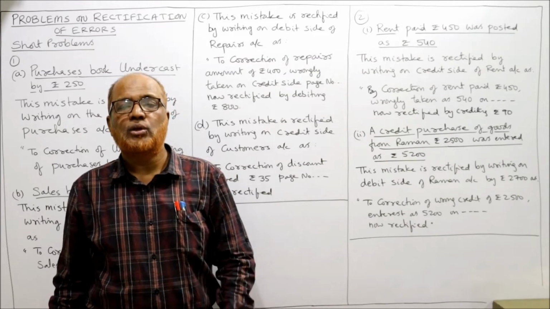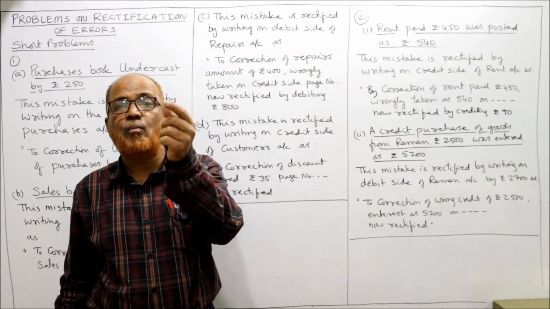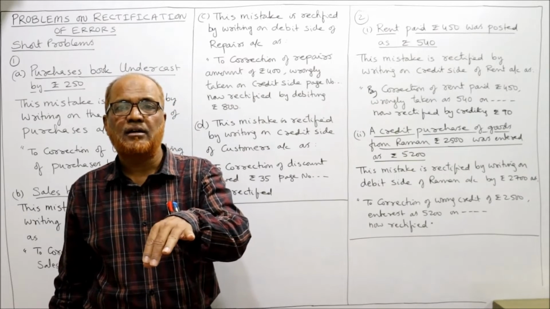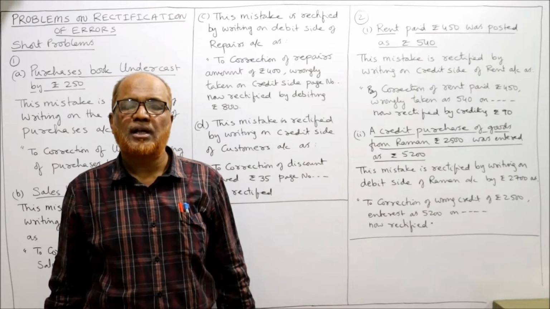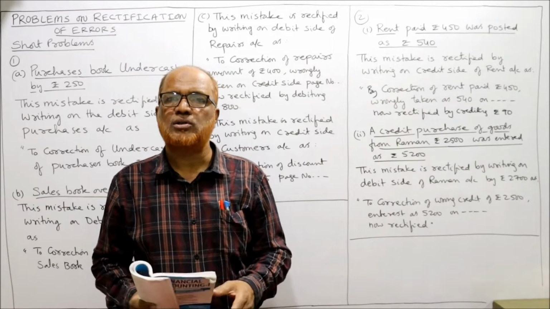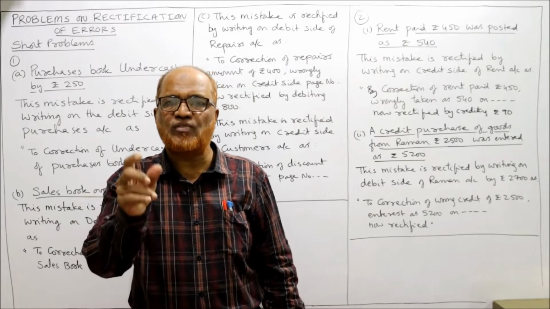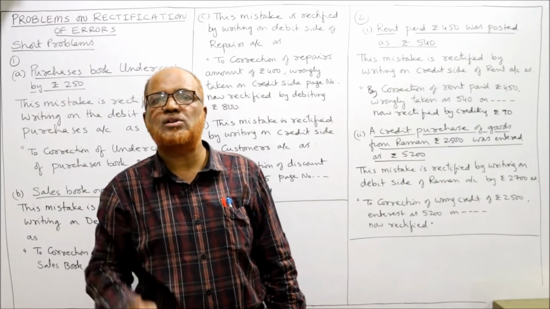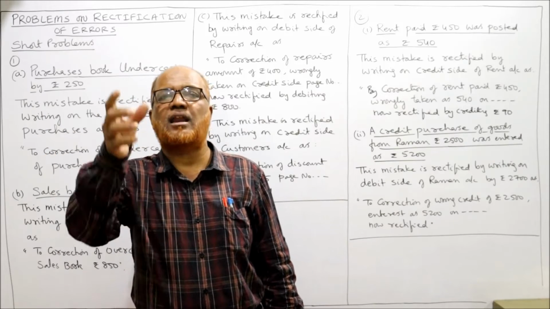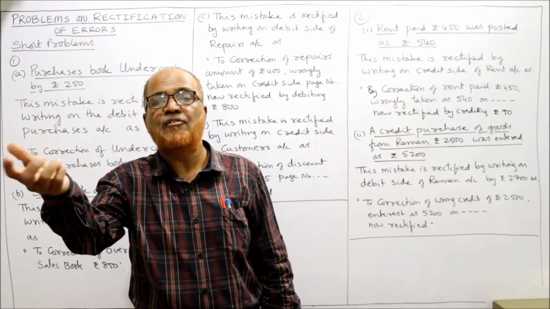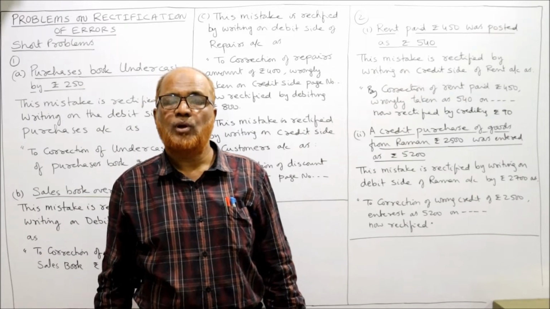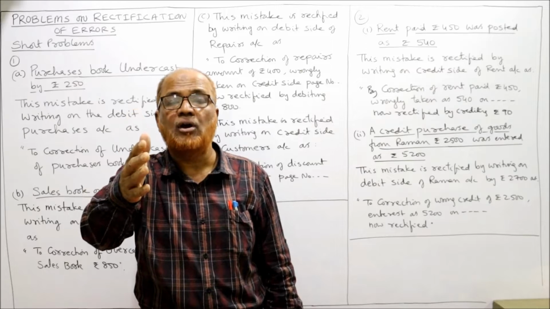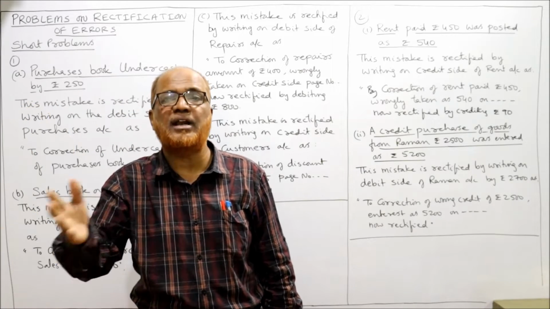2700 rupees more we have credited. To which account? Raman's account. The mistake is only in Raman's account. We have purchased the goods for 2500, so Raman's account should have been credited by 2500. But by mistake, Raman's account is credited by 5200. 2700 rupees more we have taken on the credit side of Raman's account.